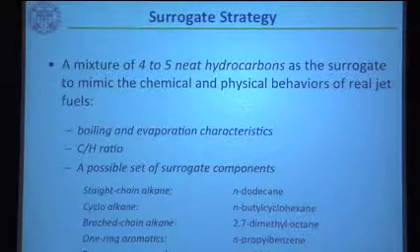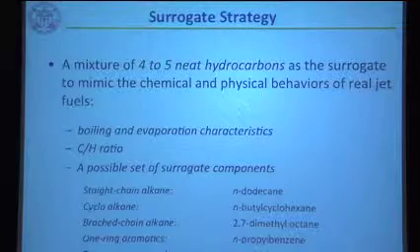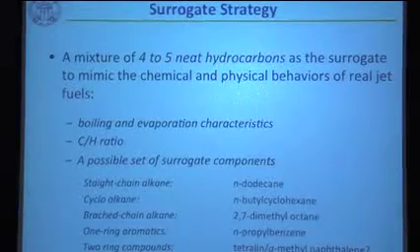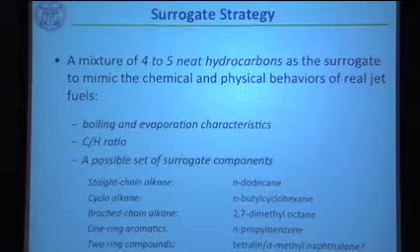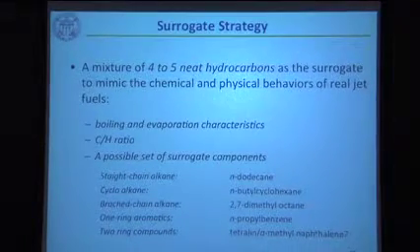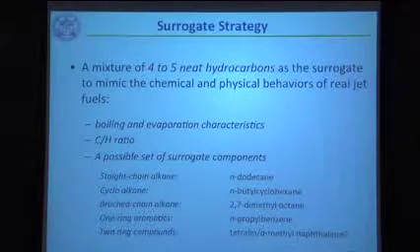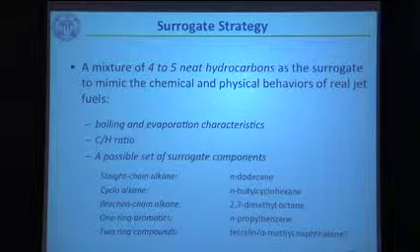Okay, so let me sneak in a little more on this. That is the question of how you deal with large, practical, real fuels. Those are jet fuel, those are gasoline, those are diesel.